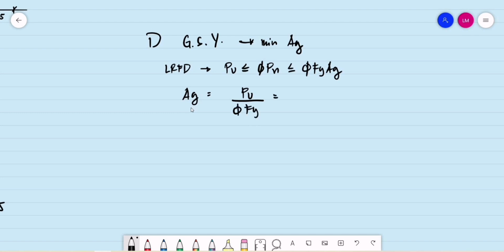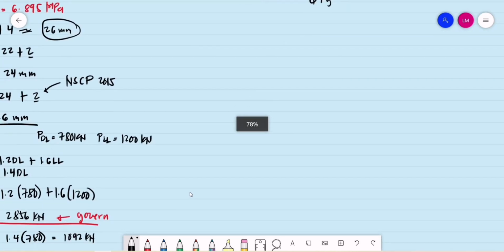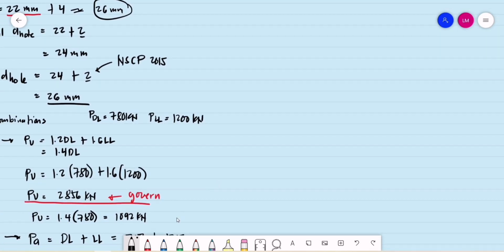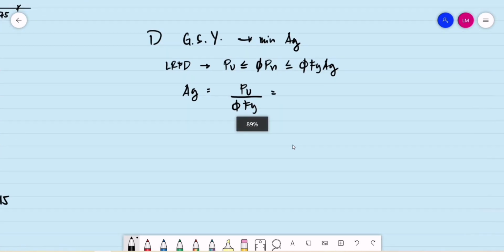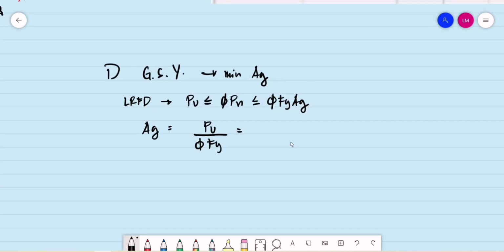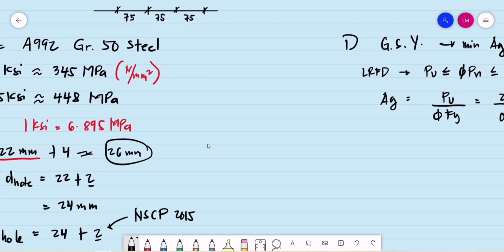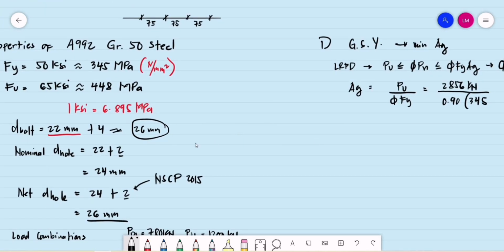So what is our Pu under LRFD? That is 2,856 kilonewtons. So our reduction factor for tension, again, that is φ equal to 0.90. So this is divided by 0.90. Our Fy is 345 megapascals.